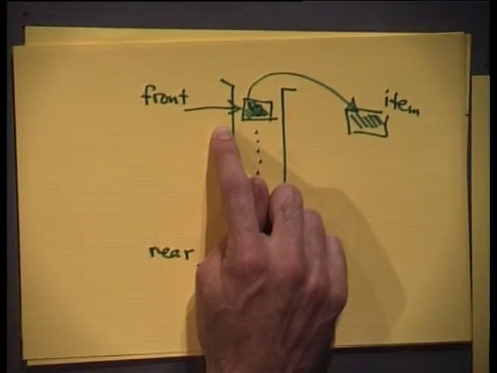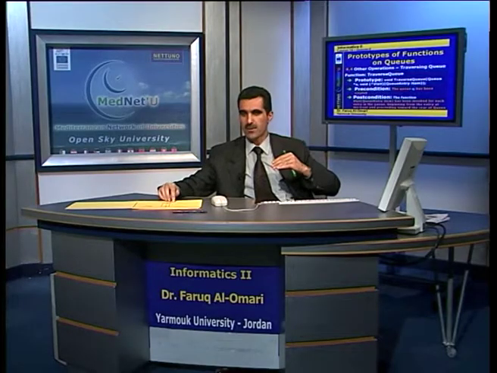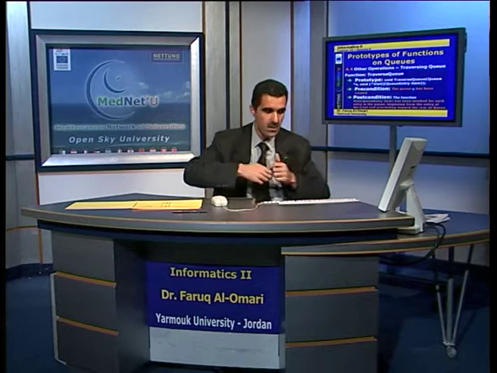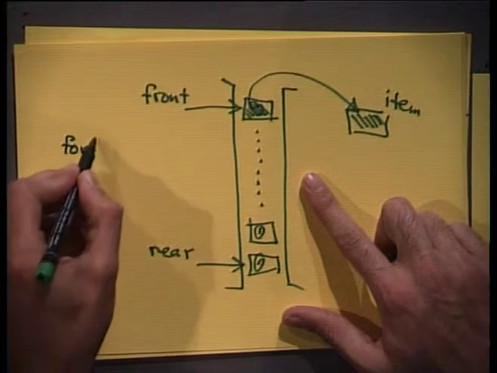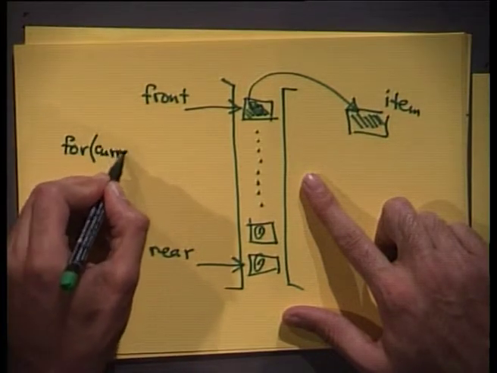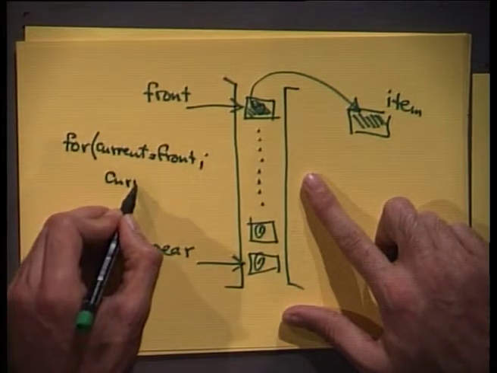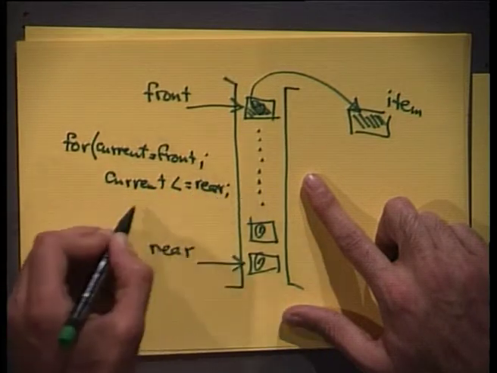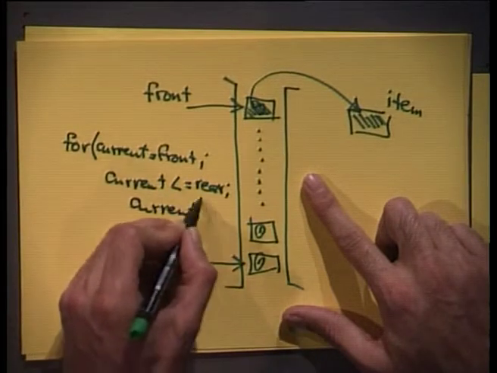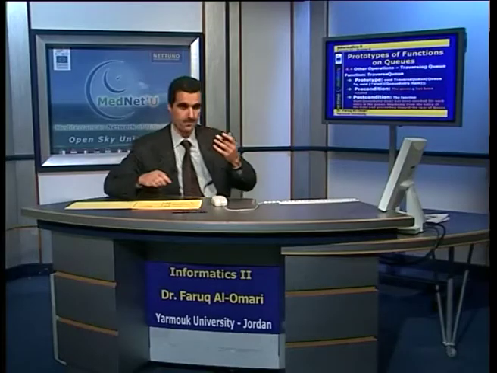Each time I will read the content of the entry, do whatever I want to do with that entry, and then advance that pointer to the next entry and so forth till I get to rear. So basically, we're going to implement this later on, but it will have some sort of a loop like this: for current, that's my local variable, equals front, current less than or equal to rear, current plus plus. Basically, I'm going through every one of these, and in between, I will do what I would like to do on the entries. Okay?